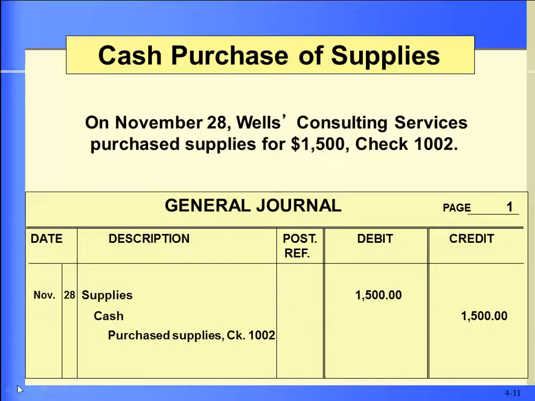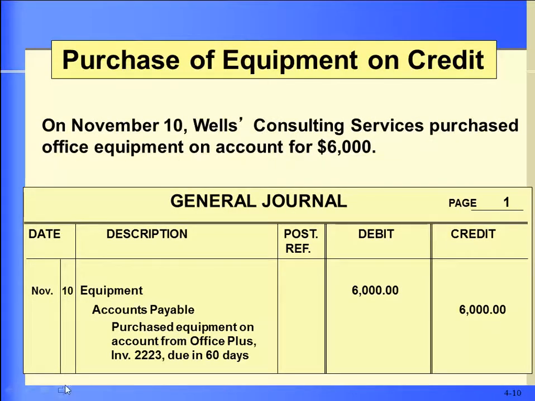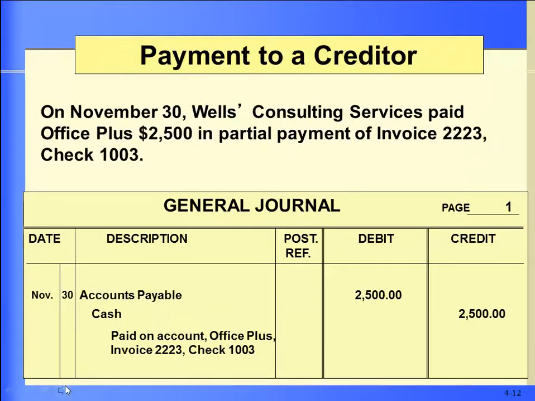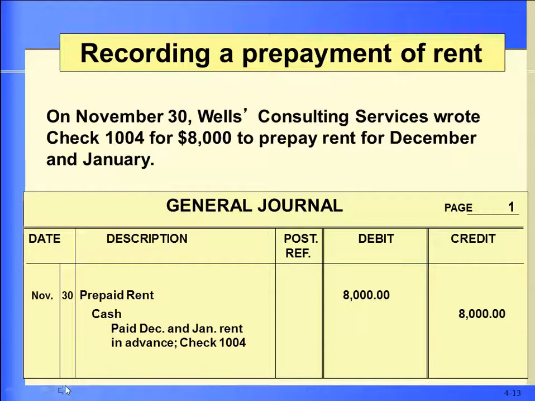Oh, I think I skipped a slide. There we go. So recording a prepayment of rent. So basically what we're doing here is we're going to our landlord and we're saying, okay, I'm paying you now for 2 months. So we record that as an asset, and as time passes, we debit an expense and credit that asset to reduce it. So right now, we're going to pay everything, basically pay it in full.